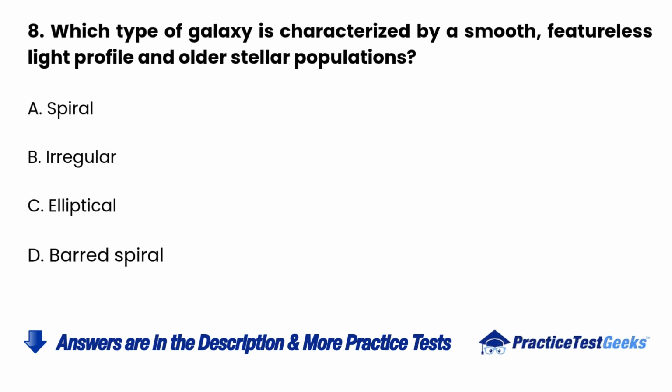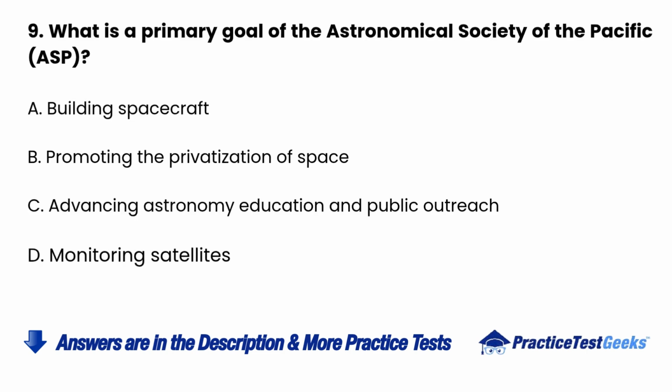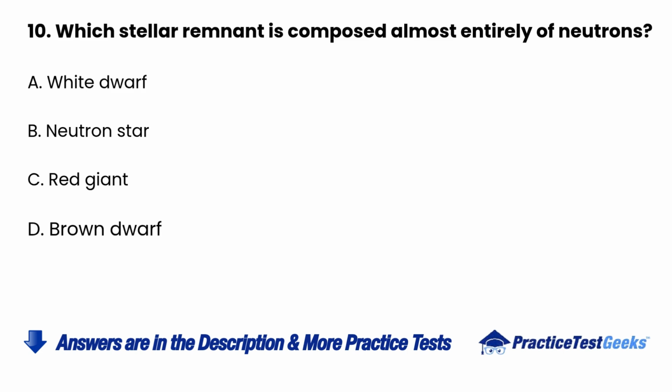8. Which type of galaxy is characterized by a smooth, featureless light profile and older stellar populations? A. Spiral. B. Irregular. C. Elliptical. D. Barred spiral. 9. What is a primary goal of the Astronomical Society of the Pacific, ASP? A. Building spacecraft. B. Promoting the privatization of space. C. Advancing astronomy education and public outreach. D. Monitoring satellites. 10. Which stellar remnant is composed almost entirely of neutrons?